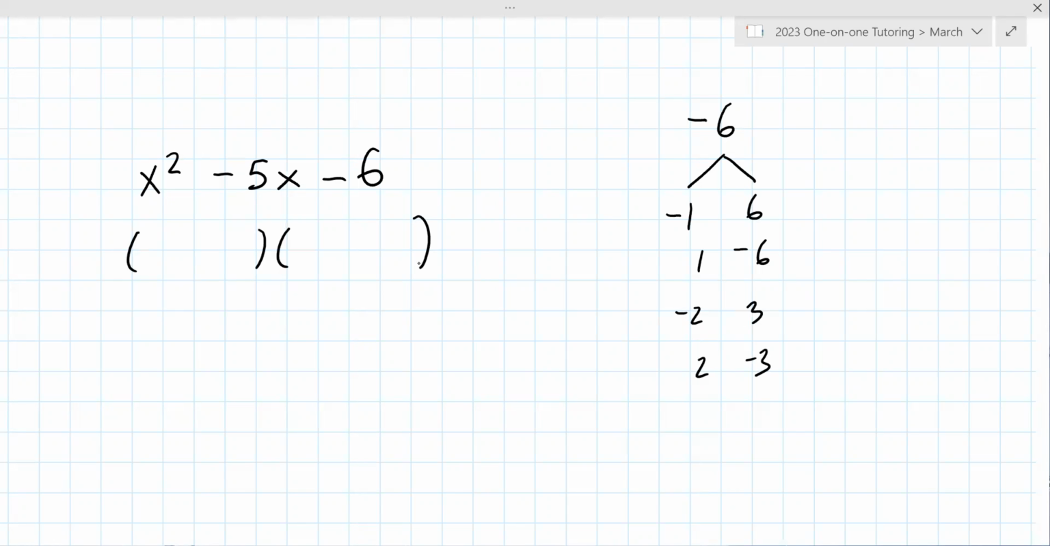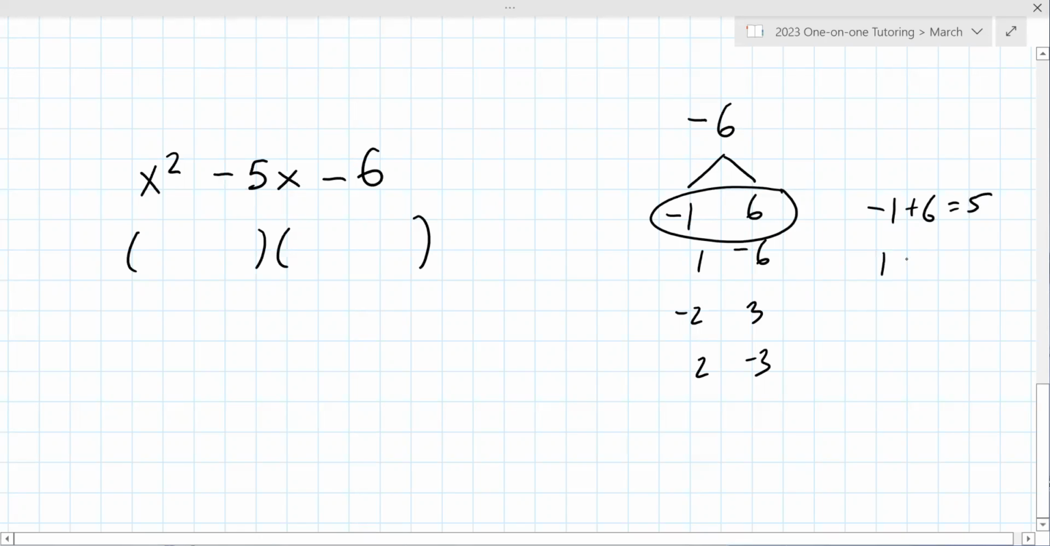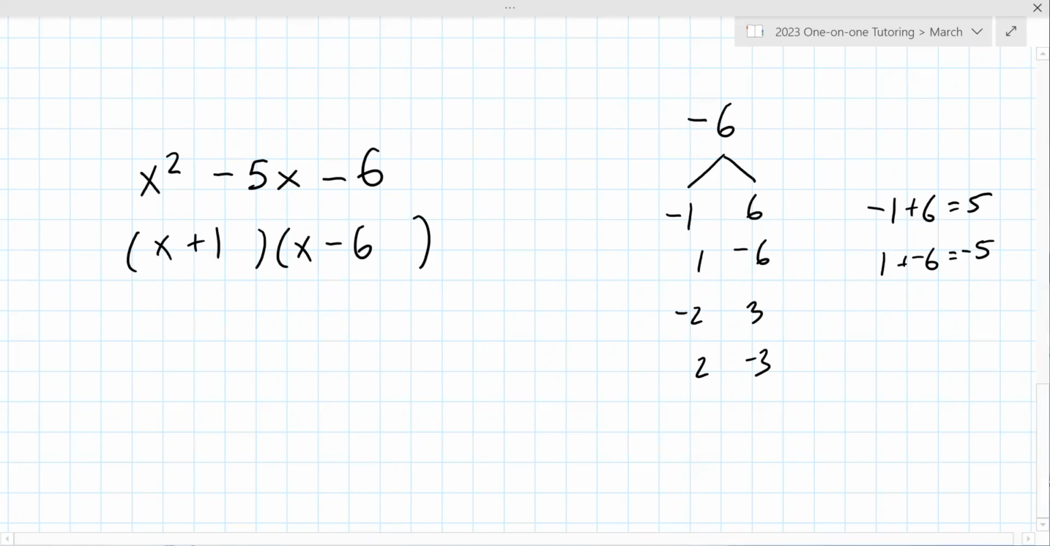Is this one -1 and +6? Oh, I'm sorry. This one, the one you just mentioned, adds up to +5. Oh wait, never mind. I mean the 1 minus. Yes. And that's where you can think you're doing it okay, and you've got to be very careful here. So yeah, it's x plus 1, x minus 6. Is that okay? Yeah, that makes sense.